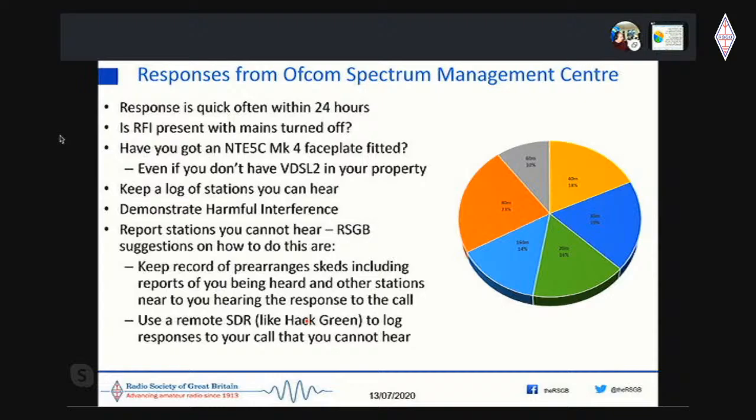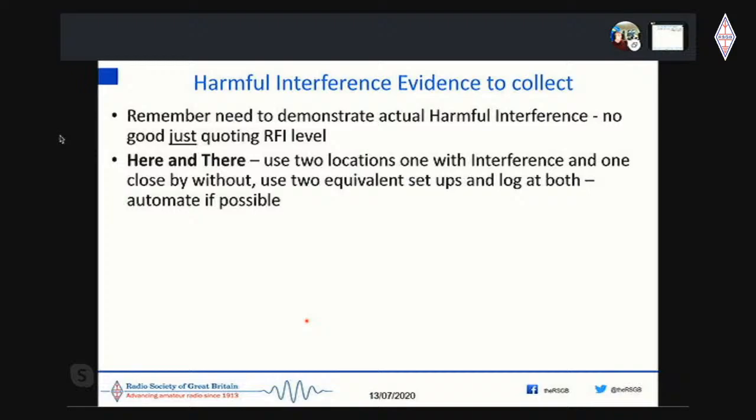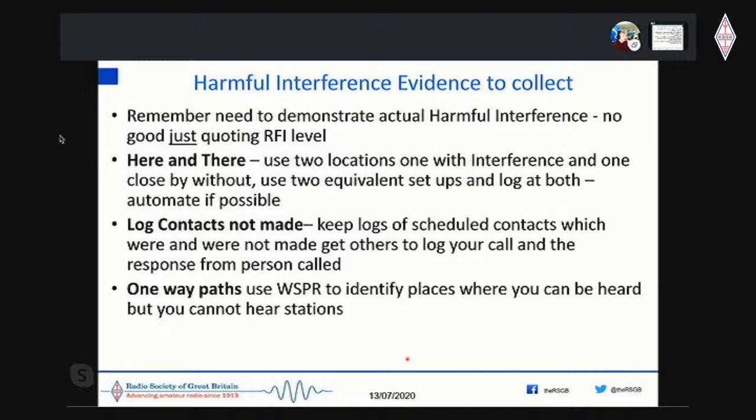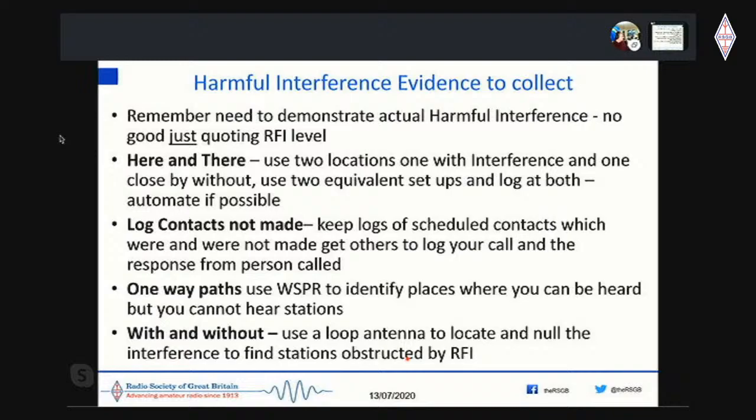The other evidence that you really need to collect, or other ways of collecting it, is to do a here and there test, whereby you can set up 2 SDRs at close locations, one where you've found the interference and one where you haven't, and just write down how many more signals you can hear at one and the other. You can also keep logs of scheduled contacts, which you couldn't make because of the VDSL. And you can use one-way paths like WSPR to identify places where your signal was picked up, but you couldn't hear any stations coming back. And, you know, there are hundreds and hundreds of WSPR spots in most locations.